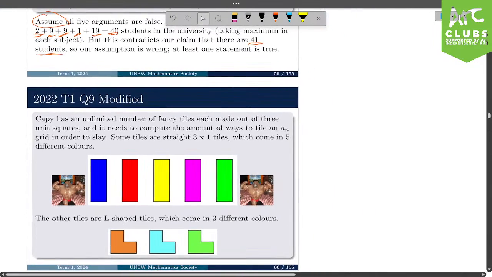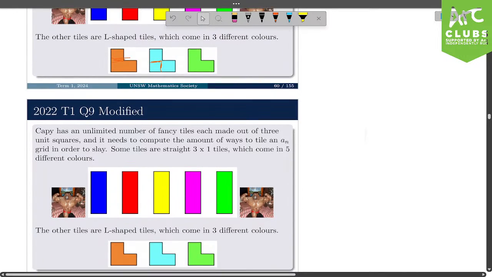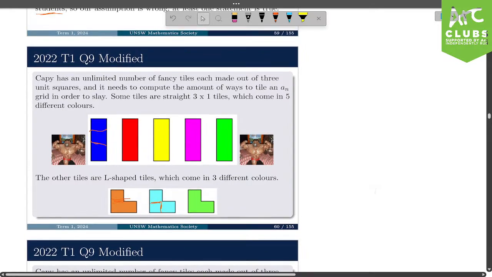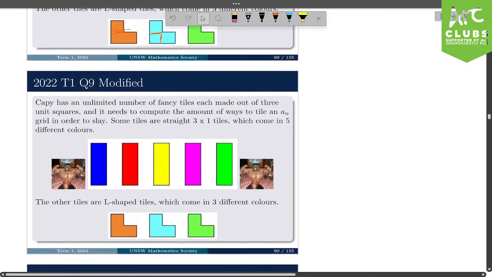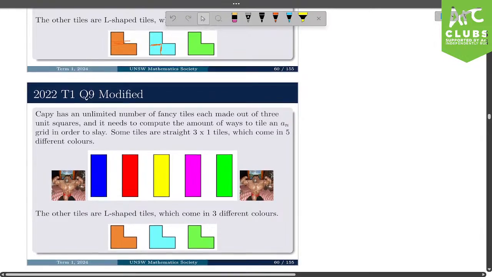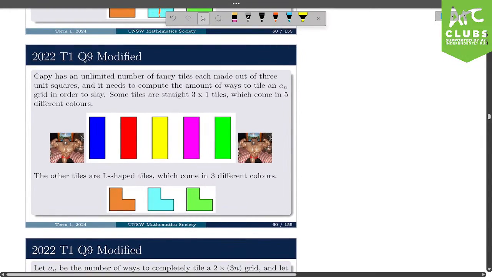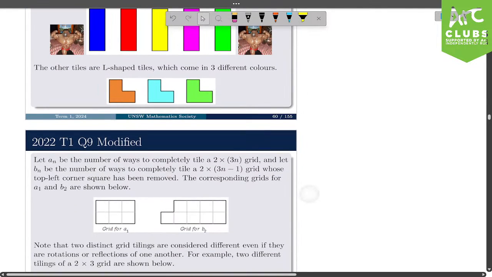They have 5 straight blocks. These are 3x1 tiles. So you can imagine I can put squares here. And they also have these L-shaped tiles. Oh, okay, it's orange. Like that. So we want to tile a grid. And I'm going to show you what that grid looks like. But we have these tiles, they come in these colors. There's 5 straight tiles and 3 L tiles. There's an unlimited amount of each tile, but these are the different colors. So we can copy paste as many as we want.